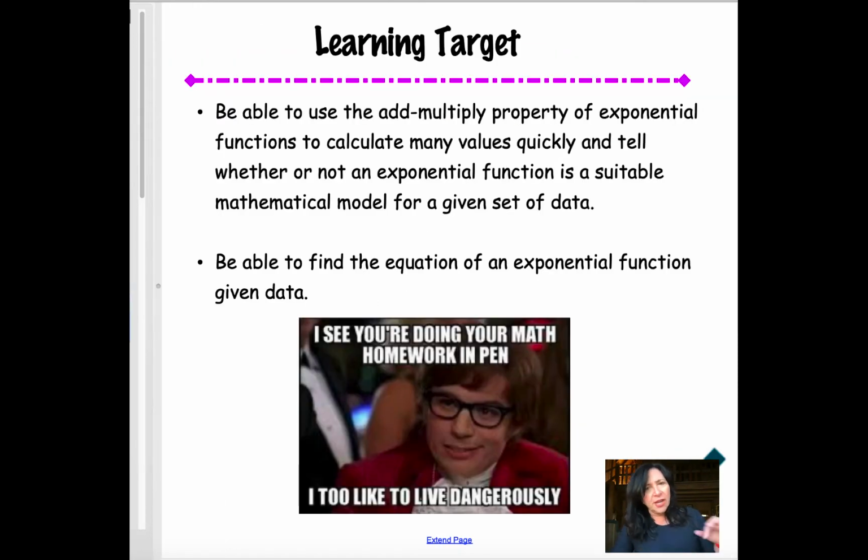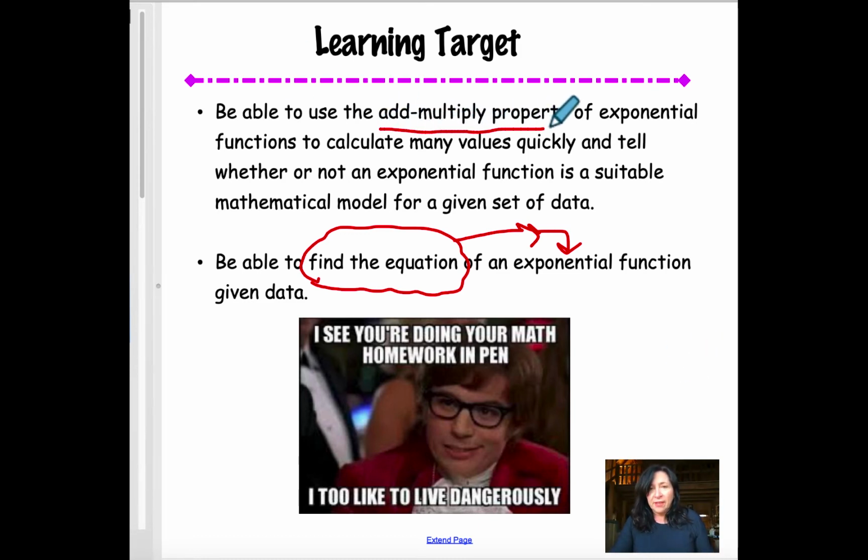So today our learning target is that we're going to use the add multiply property. And fun fact, there are multiple ways of finding the exponential equation, because that's our job, the big ticket item. I want you to find the equation. That's what you want to leave here with. That's the big objective, to find the equation of the exponential function. And yes, you're using the add multiply property to decipher if it is an exponential equation or not, but you ultimately have to find the equation. So we're going to get to that.